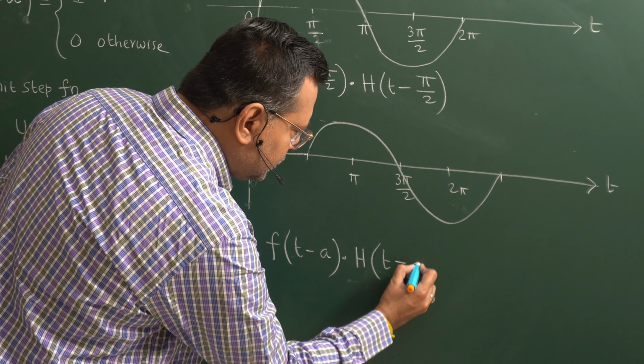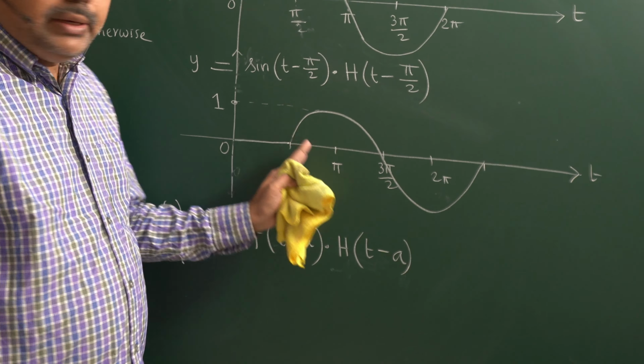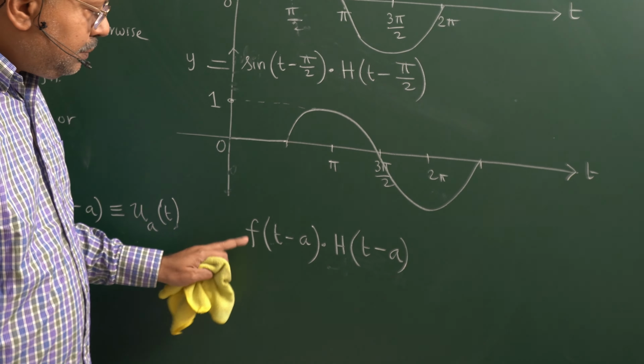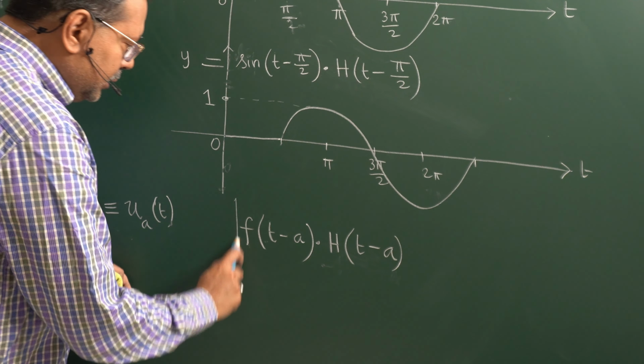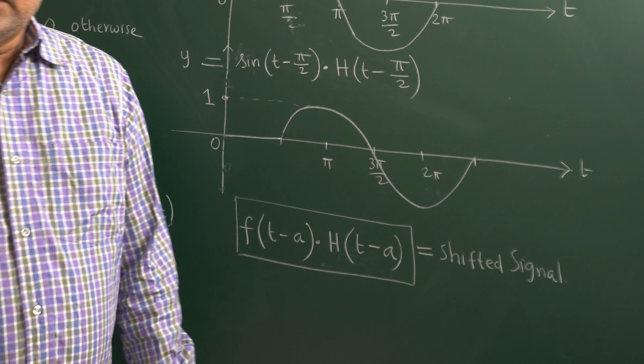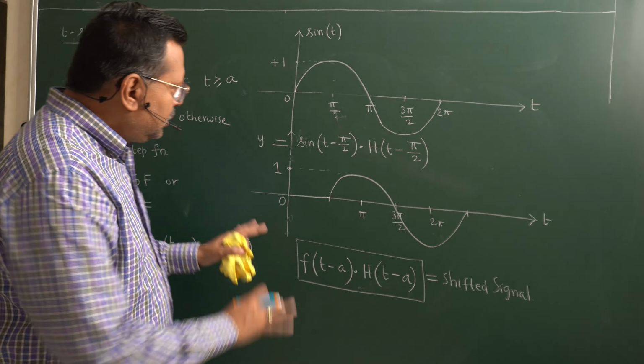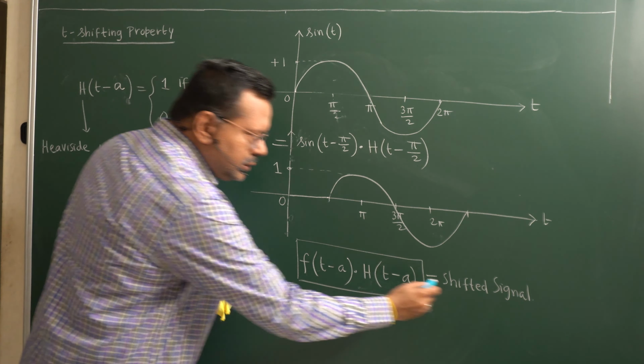That is very important. The same a has to come here. Only then can you shift by the exact amount. So this product that we are going to get is the actual shifted signal. This is a shifted signal. So you understand this idea about the t shifting. This is good. I have the function here which is a shifted signal.